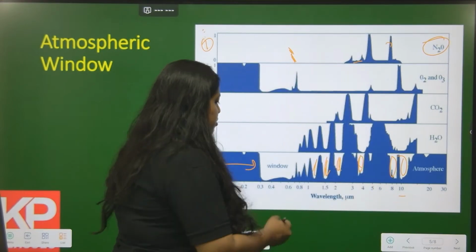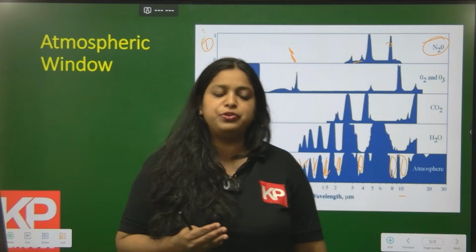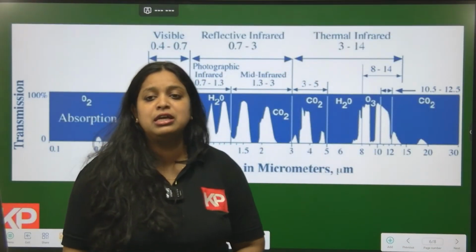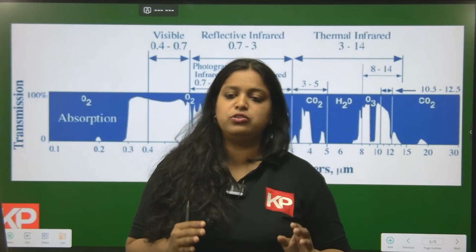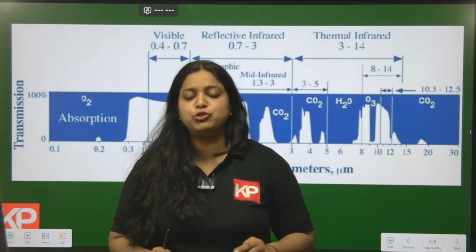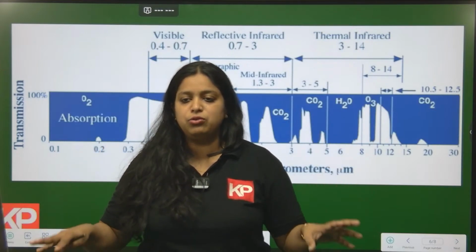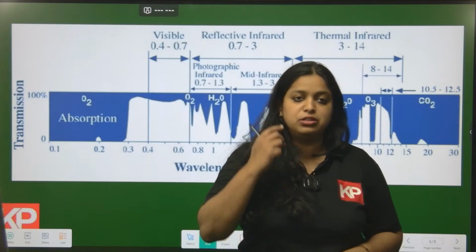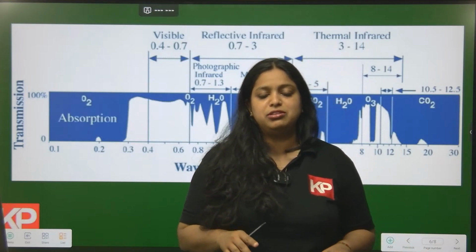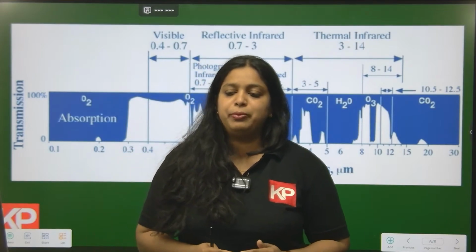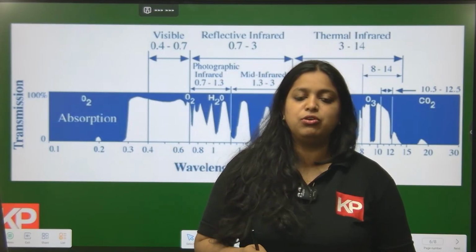The best region for remote sensing is these window regions, which are not absorbed by the atmospheric molecules. Those regions are called atmospheric windows. These are the portions of the spectrum which are not absorbed by atmospheric molecules. The regions where atmospheric gases absorb the electromagnetic spectrum cannot be used for remote sensing, but the areas which are not absorbed by the atmospheric gases can be used for remote sensing.